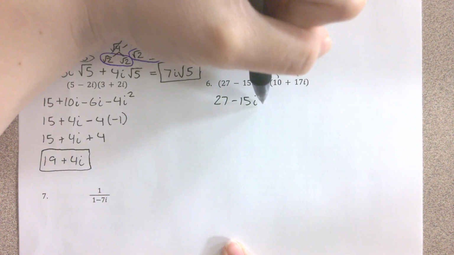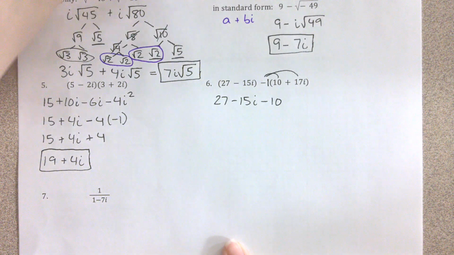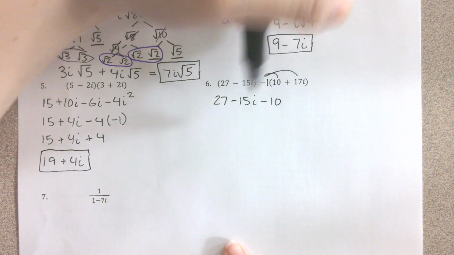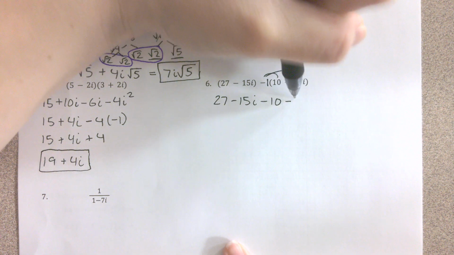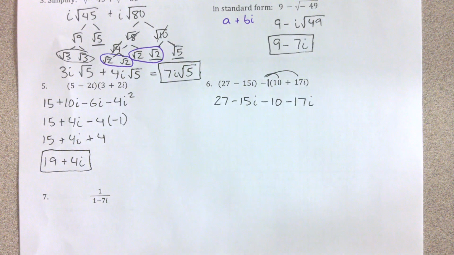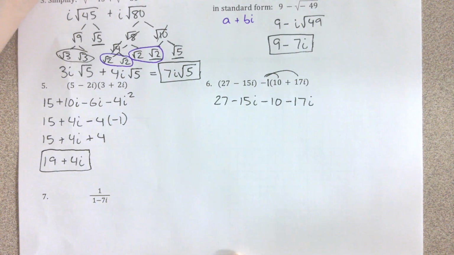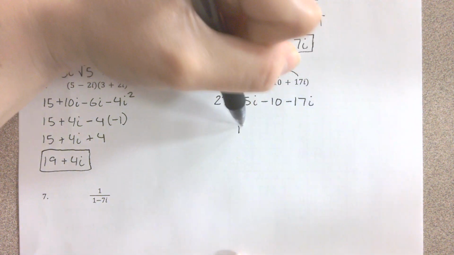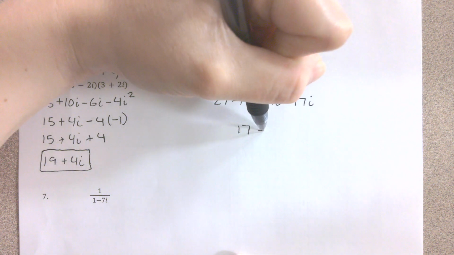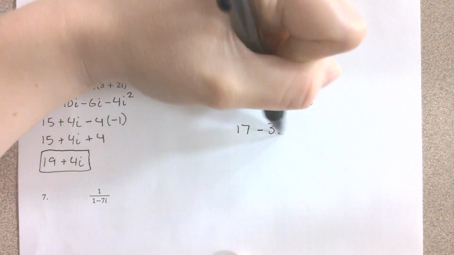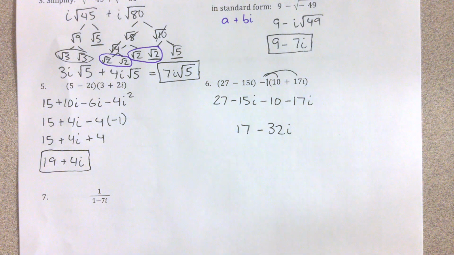Negative 1 times 10 is negative 10. This is still minus 10. We're not multiplying the terms themselves here. Negative 1 times 17i, this is negative 17i. And now we can easily combine like terms. 27 minus 10 is 17. Negative 15i minus 17i, this is negative 32i.